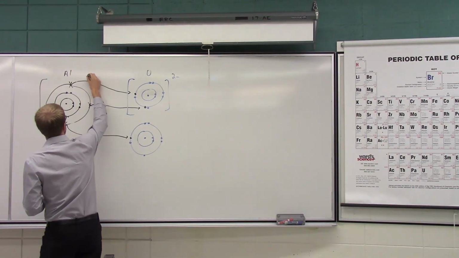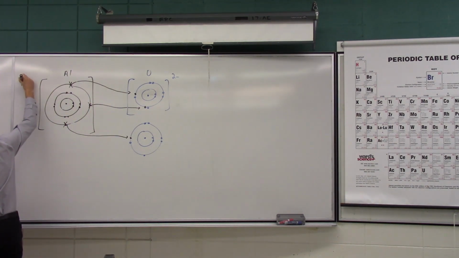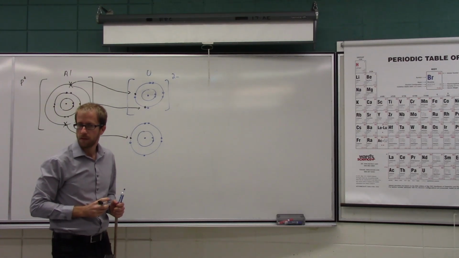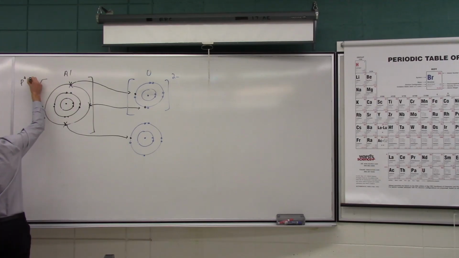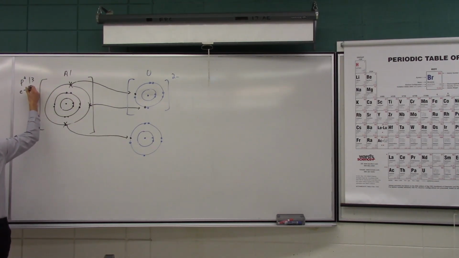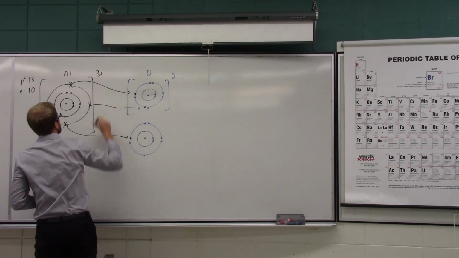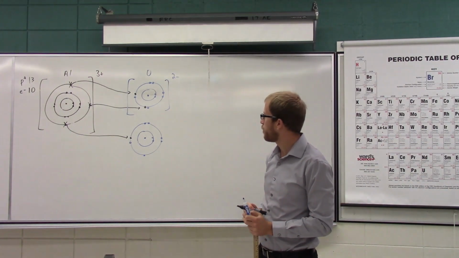Since we've lost 3 negatives, we originally had how many electrons and protons? 13 and 13, and then we lost 3 electrons to give us how many? 10. So now we have 3 more positives than negatives, which makes this a 3 plus ion.